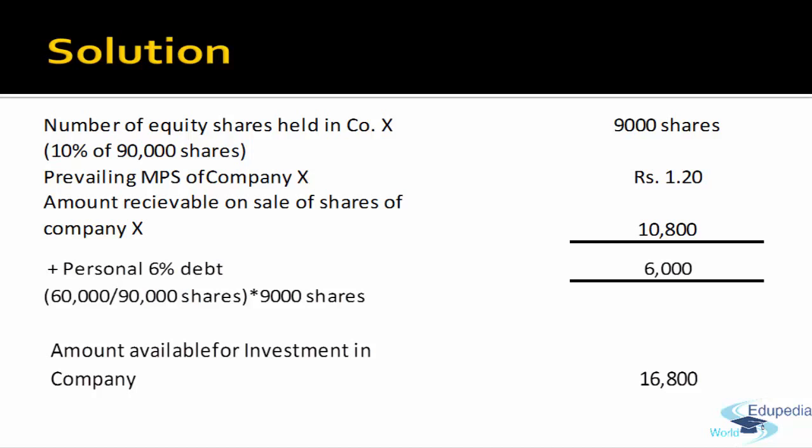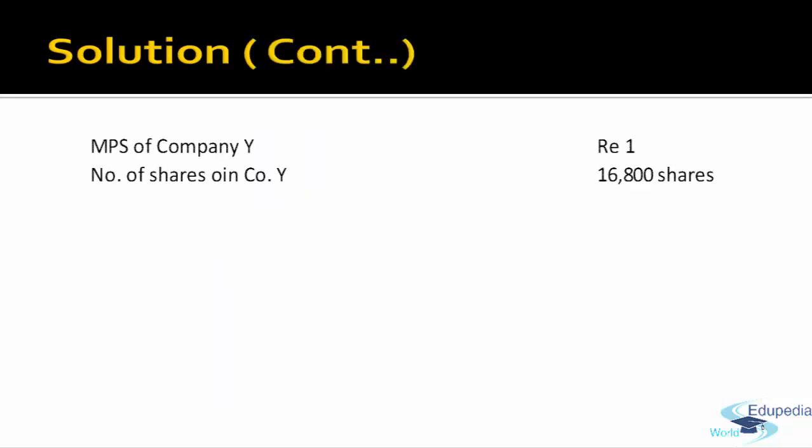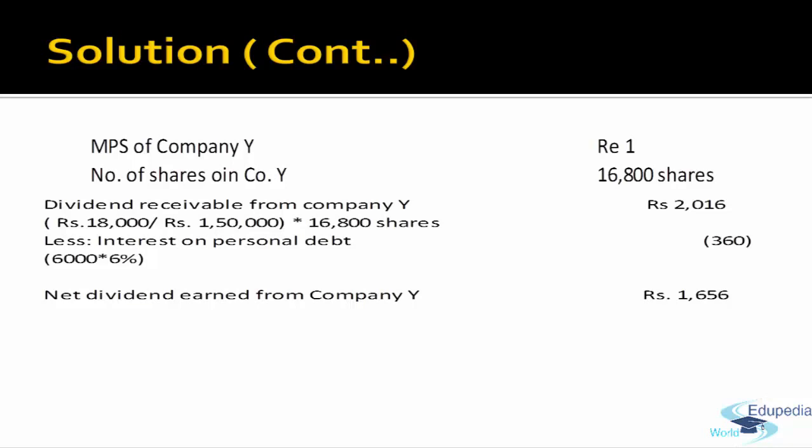Now investor A will invest this amount, that is 16,800, in buying the shares of company Y, which is an unleveraged company. Company Y's market price is rupee 1. So investor A can buy 16,800 shares in company Y, right? After a year, how much dividend will the investor receive from company Y?